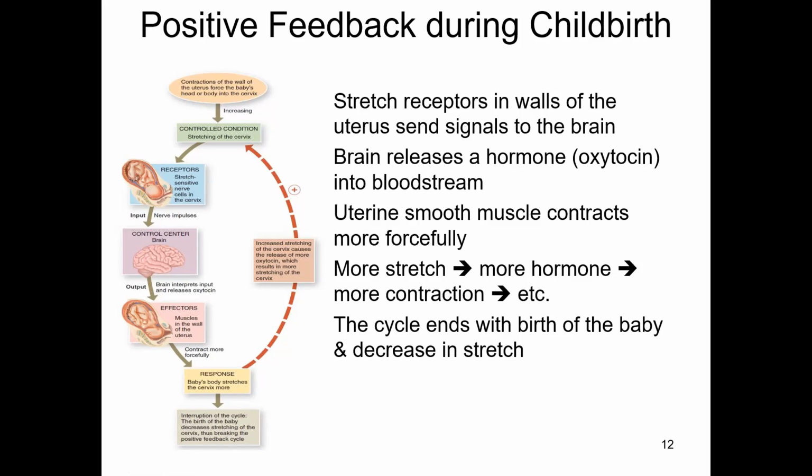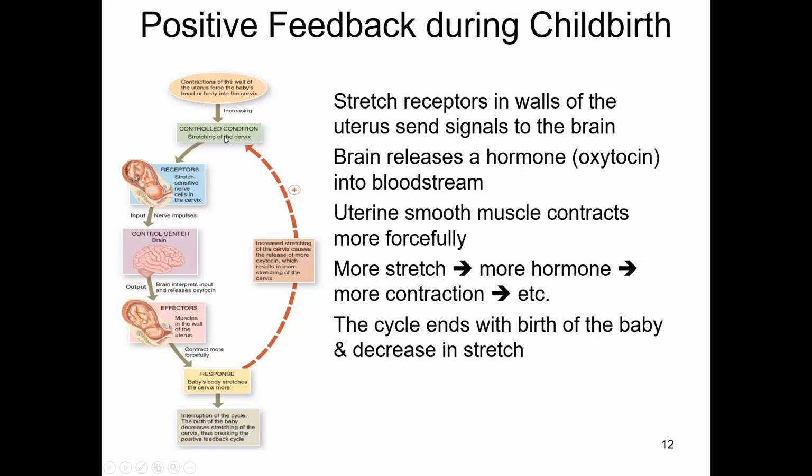And the stretch receptors in the cervix will send nerve impulses to the brain. The control center will respond by making a hormone called oxytocin. And oxytocin will instruct the effectors, the smooth muscles of the uterus, to contract. So instead of lowering the initial challenge, the stretching of the cervix, more contractions will push the fetal head into the cervix even more forcefully, so the stretching will increase. So this is a positive feedback.